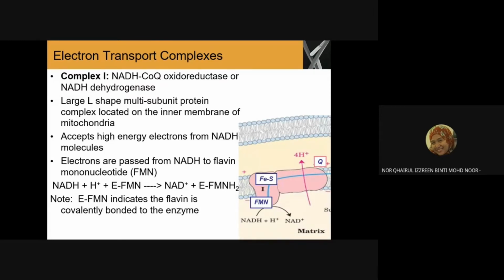Okay, so coenzyme Q here in the red box, can you see? I hope you can see the Q there. Okay, the Q here is what we call ubiquinone. So this ubiquinone, when it accepts electrons from NADH passed to FMN, FMN passed to the ferrum sulfate cluster, passed to coenzyme Q, when it accepts this electron, it becomes ubiquinol. Okay, this ubiquinol is what we call QH2.